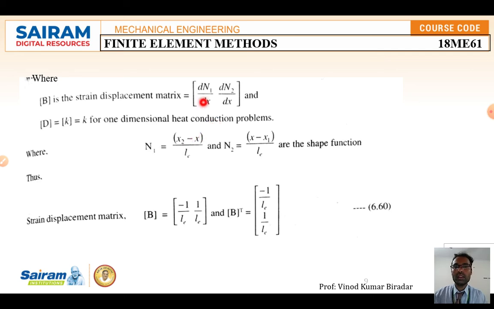We know the N1 and N2 values, which we already derived in the previous equation: N1 is equal to (x2 minus x) by Le, and N2 is equal to (x minus x1) by Le. So we have the strain displacement matrix. Substituting, B is equal to minus 1 by Le, 1 by Le, and B transpose is the same one transposed.